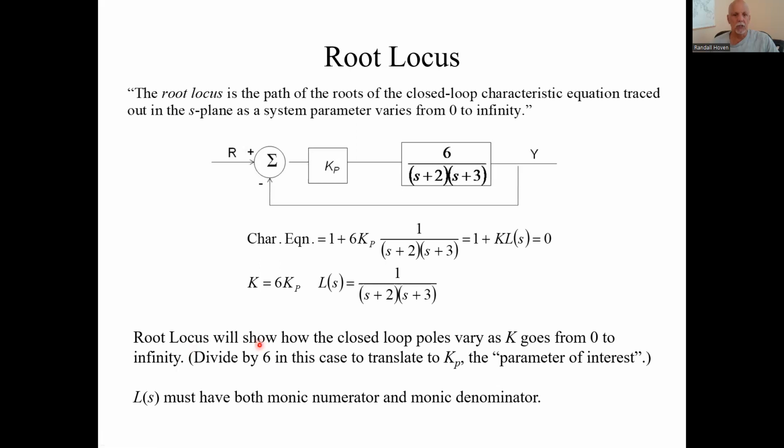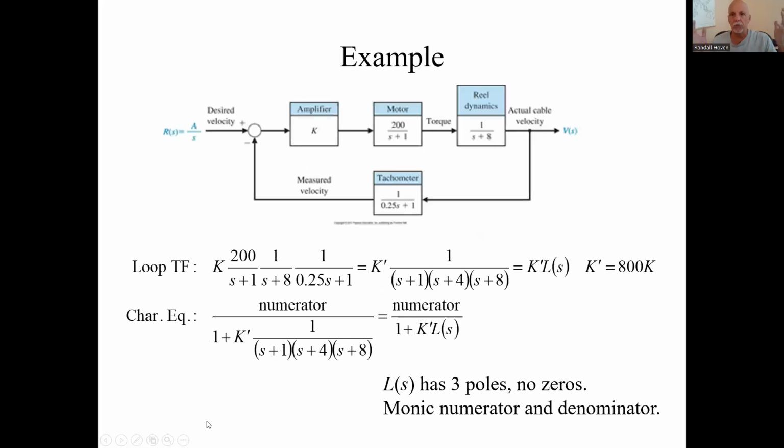Root locus of this is going to show how the closed loop poles vary as this K goes from 0 to infinity. To get back the parameter of interest, I need to divide this K by 6. Okay. Do another example.